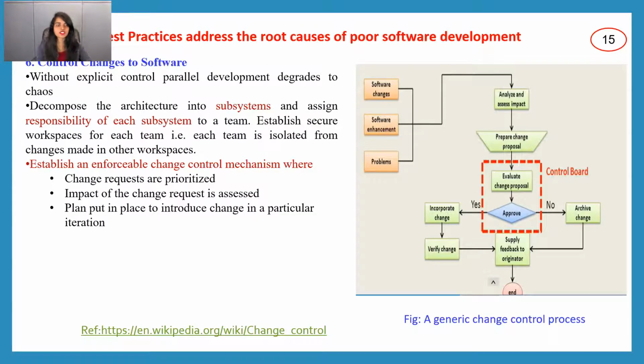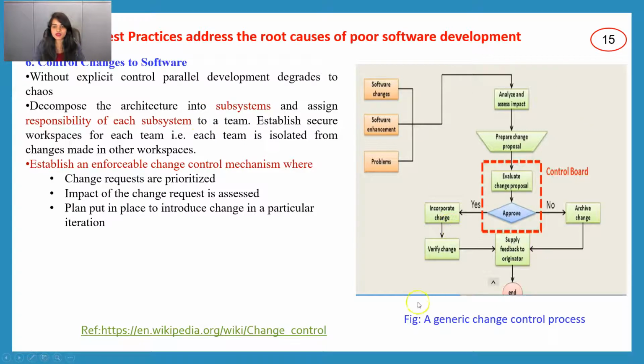The sixth one is change control for software. Without explicit control, parallel development degrades to chaos. Decompose the architecture into subsystems. Initially we need to develop our system, then decompose it into subsystems and assign the responsibility of each subsystem to a team. Then establish an enforceable change control mechanism where change requests are prioritized, the impact of the change request is assessed, and a plan is put in place to introduce the change in a particular iteration.